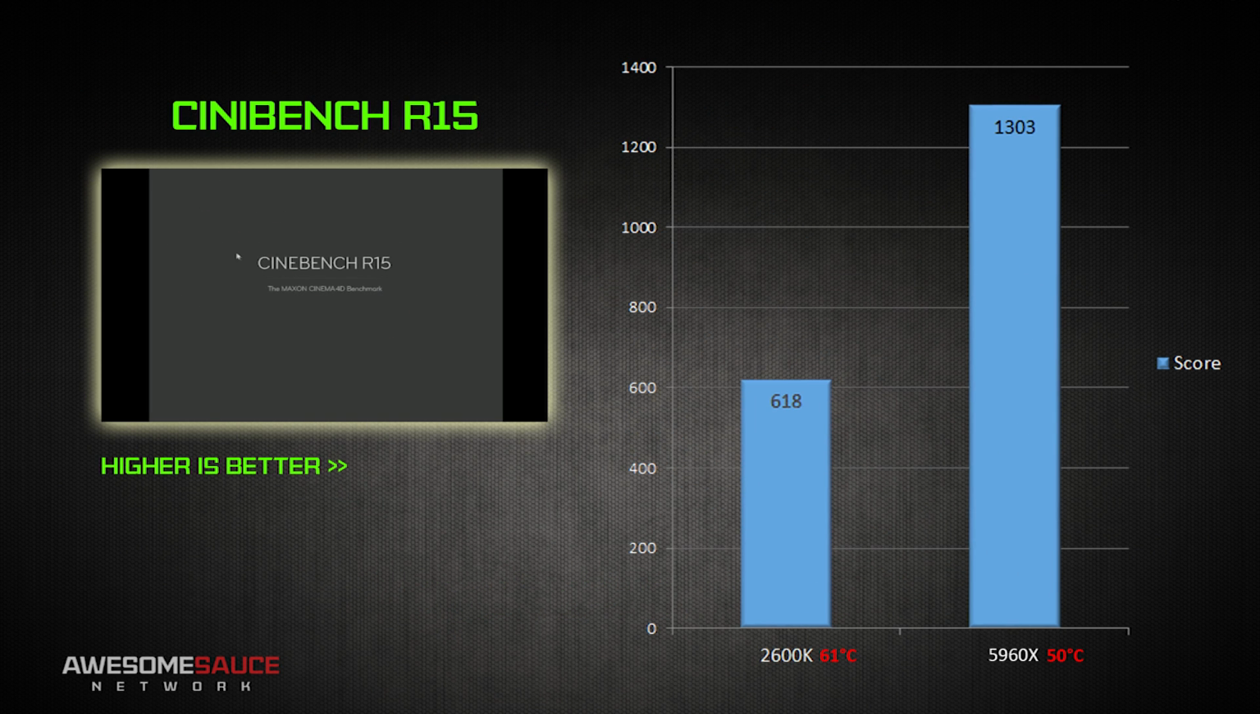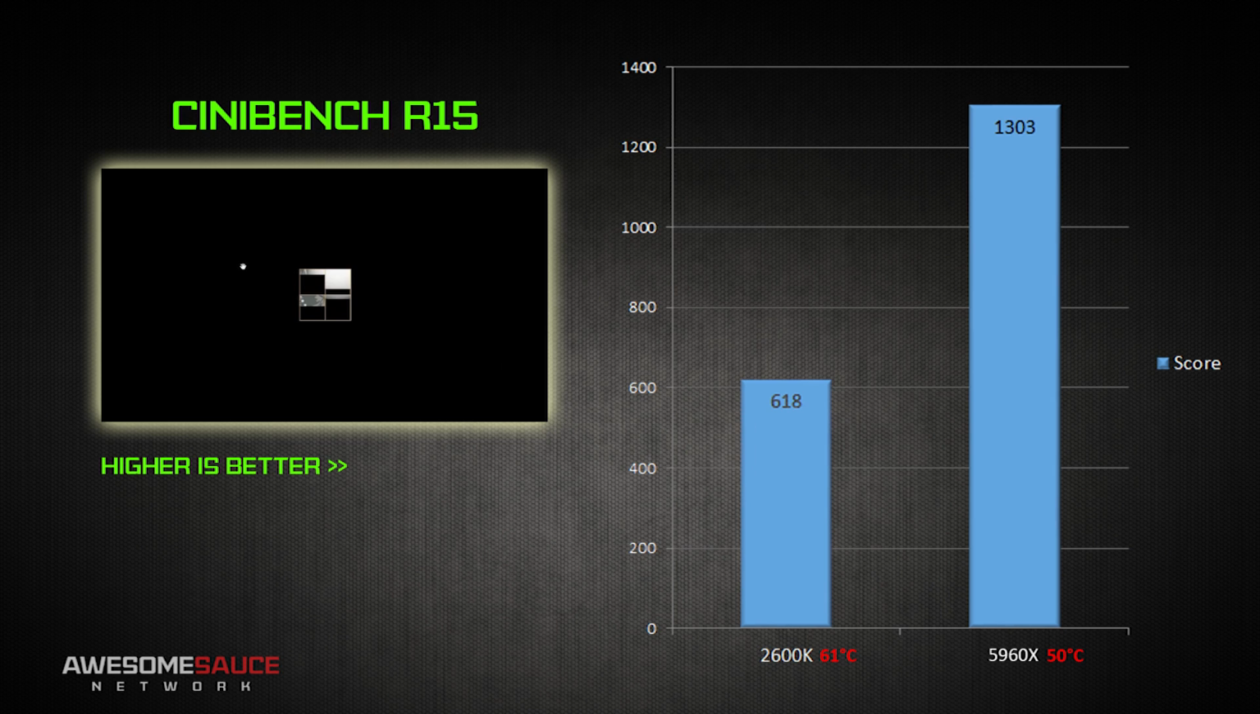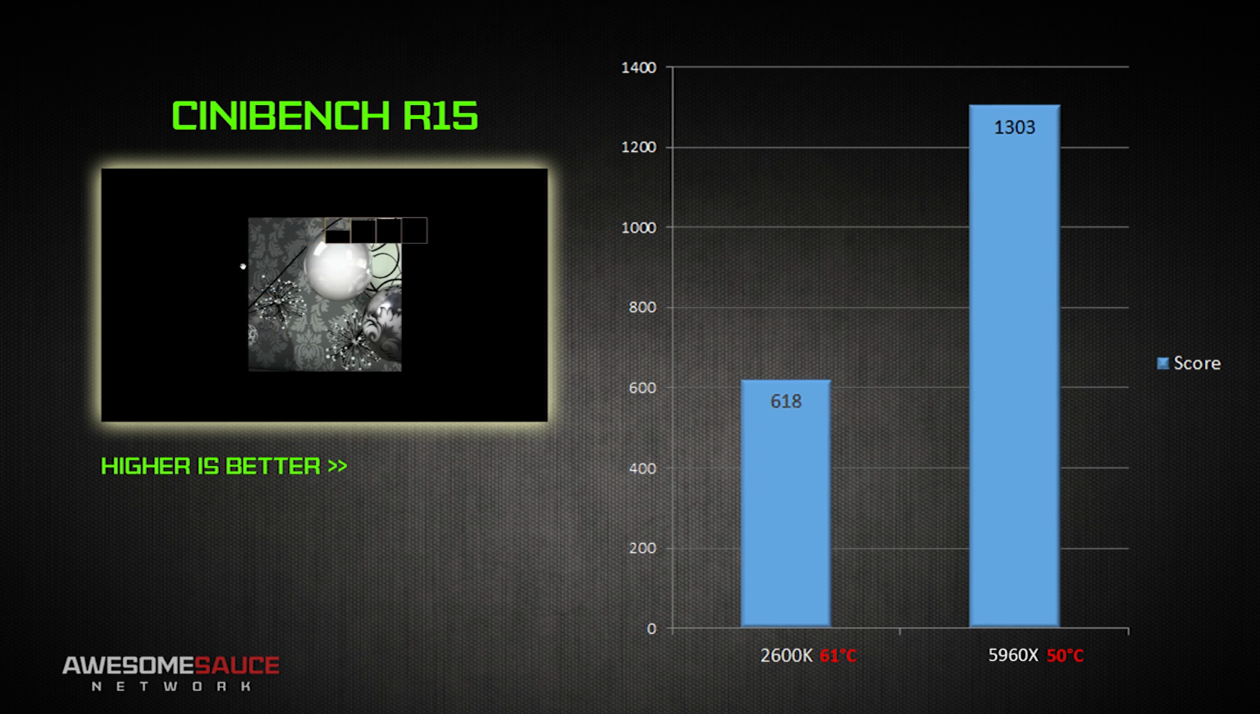So first one, Cinebench R15, of course. We've got an absolutely catastrophic win for the 5960X, going from 618 on the 2600K to just over 1300 on the new platform. And you can also note the maximum CPU temps are in red next to the designated names of the CPUs. So 61 degrees Celsius versus 50 on the new system. This is pretty much expected, but there you guys have it.